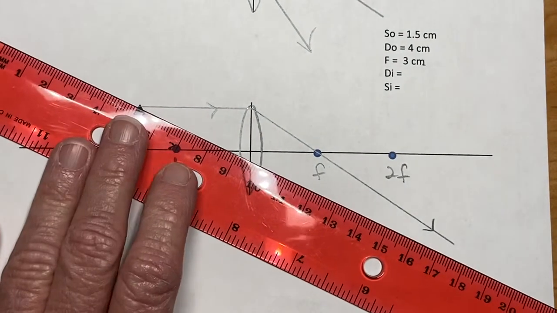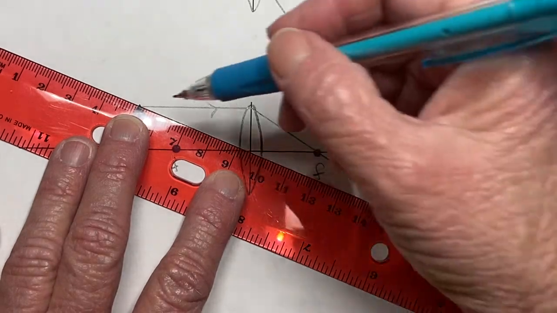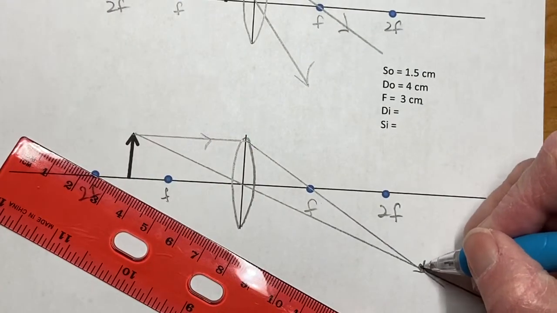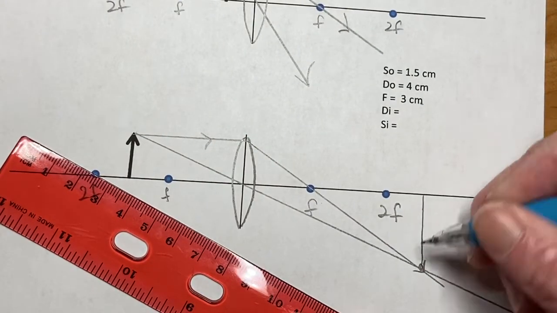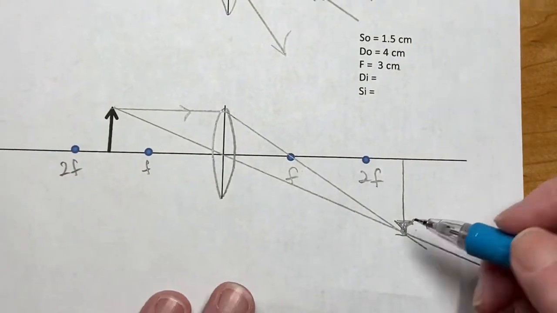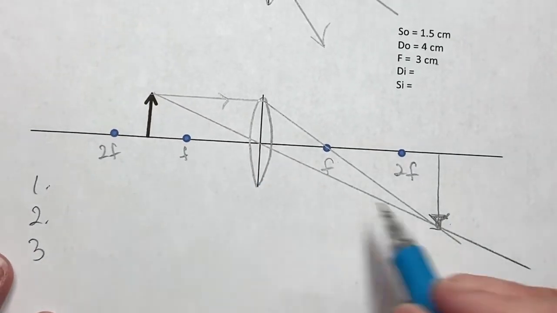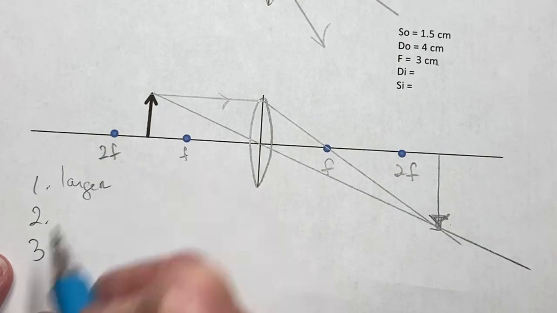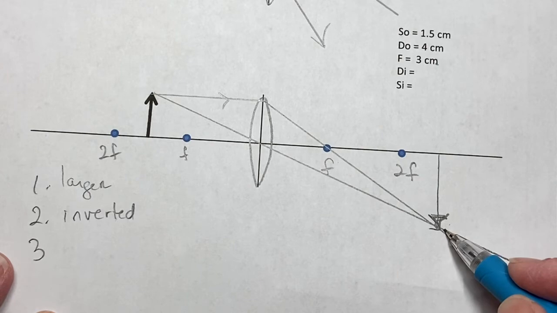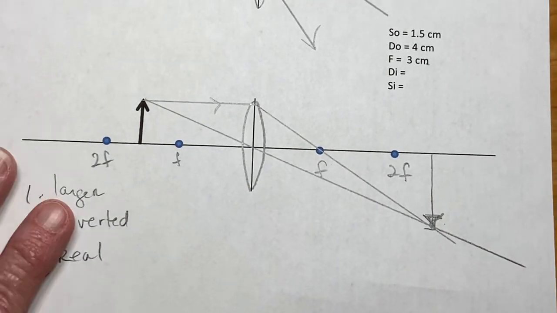And then the second one, go straight through the center. And sometimes you have to make them longer to fit what you need if you miss something. So like, makes it hit right here. It hits below the principal axis, which means, let's do the 1, 2, 3 here so you can see it. Well, this is definitely larger. You can put bigger if you'd rather. It is inverted, and the rays of light actually cross, which means you could project this image and it is real.